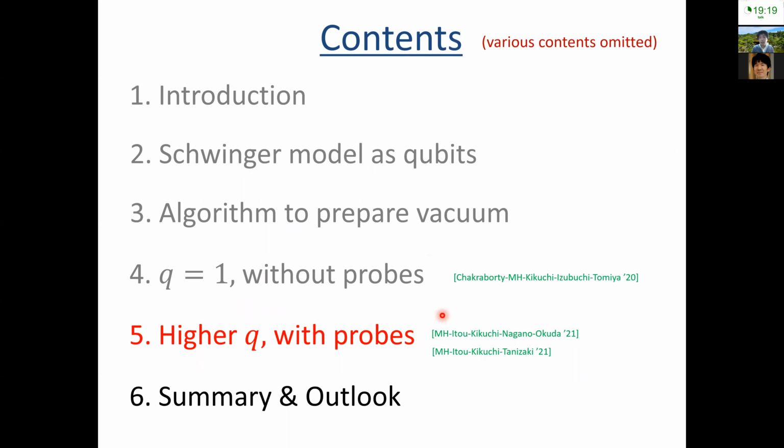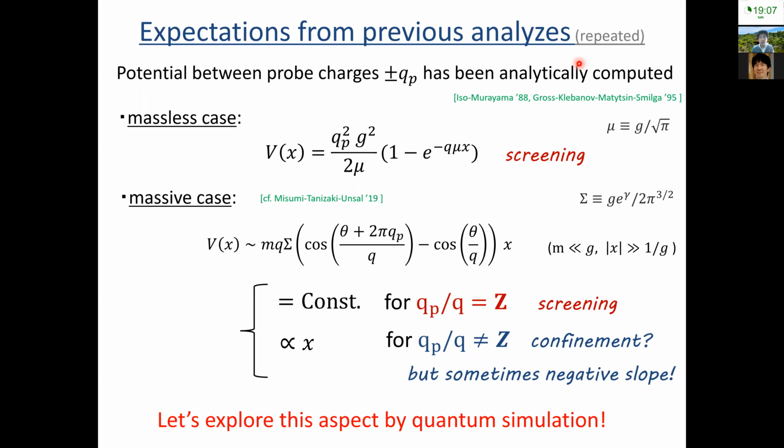And next, let us consider a higher charge of the dynamical fermion and put in a probe. Okay, this slide is a repeat of the slide in the introduction. So we have a good analytical computation when the mass is small. For the massless case, we have a screening behavior, and for the massive case, we have different behaviors depending on the probe charge, the dynamical charge, and theta.